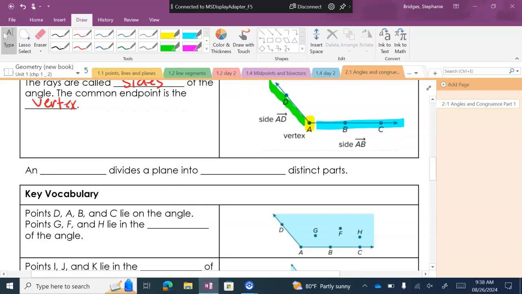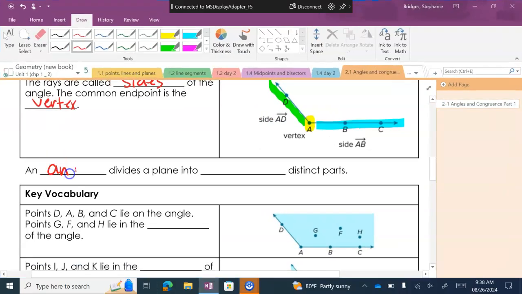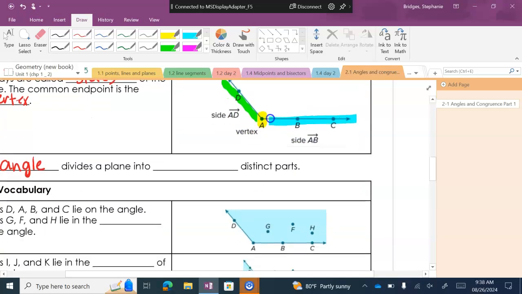Okay, an angle divides a plane into three distinct parts. So we have what we refer to as the interior of the angle, the exterior of the angle, and then on the angle. The interior, exterior, and on. Those are our three distinct parts.